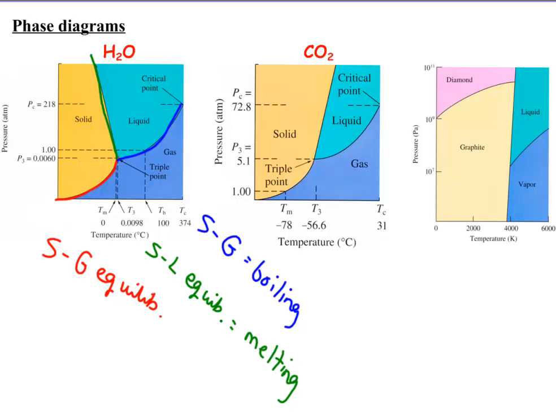A couple other pieces of information on a phase diagram. The triple point. Triple point is when all three phases are in equilibrium. Solid, liquid, and gas all coexist, all are going from one phase to another at the same time at the triple point pressure and temperature.